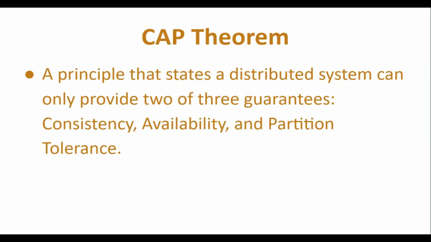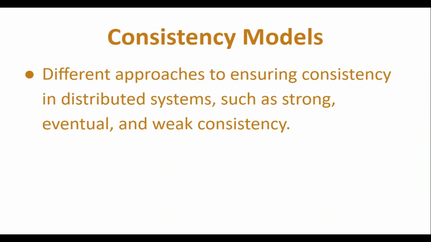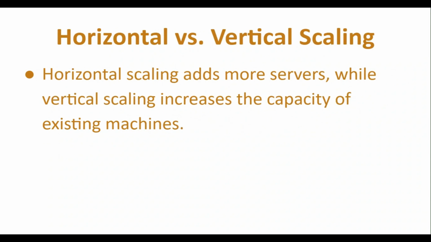CAP theorem, a principle that states that a distributed system can only provide two of the following three guarantees: consistency, availability, and partition tolerance. Consistency models, different approaches to ensuring consistency in distributed systems, such as strong, eventual, and weak consistency. Horizontal versus vertical scaling. Horizontal scaling adds more machines, servers, to handle the load, while vertical scaling increases the capacity of existing machines.